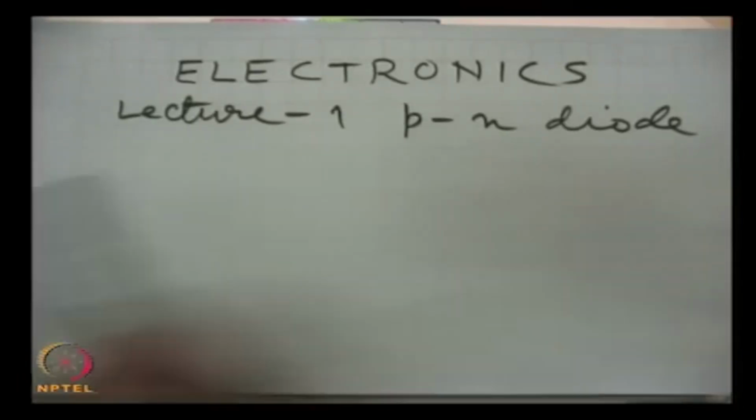So, today we start the first lecture, the title of which is the PN diode, and this will contain a brief introduction about semiconductors in general, and then the first thing will be how the PN junction is formed, and once the PN junction is formed, what are the properties associated with the junction, how we can calculate some of these parameters like contact potential, depletion width, etc. So, this I shall be covering.